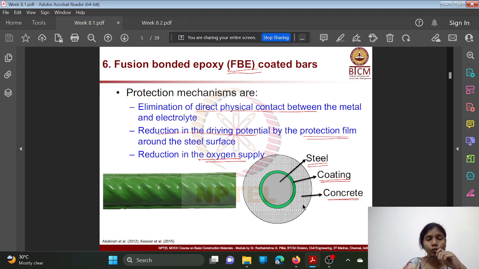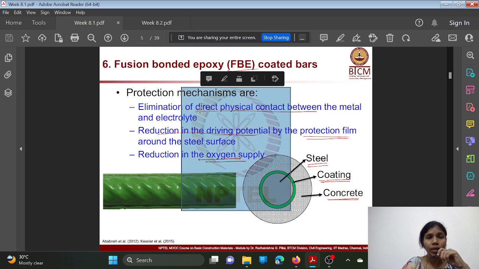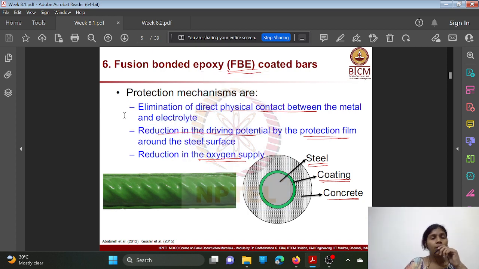So by applying this sort of coating, we are able to eliminate direct physical contact between the metal and the electrolyte. What do you mean by electrolyte here? The steel rebar will be in direct contact with the concrete, right? Concrete is an electrolyte. So by applying this epoxy coating, we are able to eliminate direct physical contact between the metal and the concrete, and reduce the driving potential by the protection film around the steel surface, and reduce the oxygen supply.